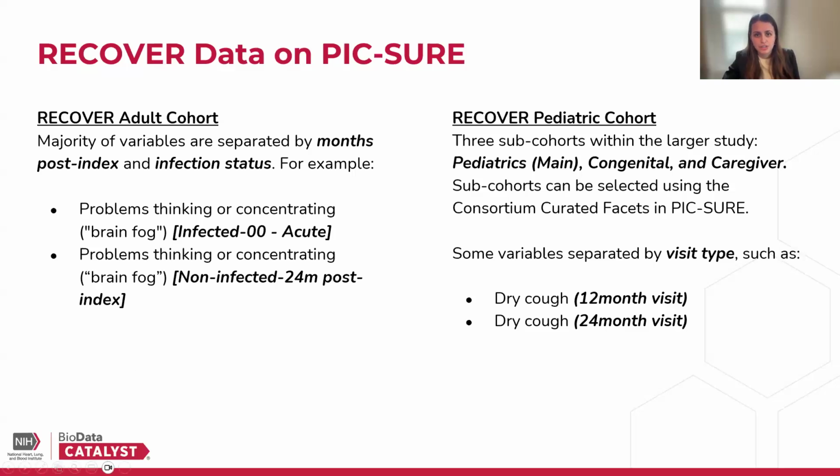For the pediatric cohort, there are 3 main subcohorts within the larger study. So there's pediatrics main, congenital, and caregiver. These subcohorts can be explored using the consortium curated facets in Picture, which I'll demonstrate in a moment here. Similar to the adult cohort, these variables are separated over time. However, pediatrics uses visit type, which you can see in the examples on this slide where there's a dry cough variable for the 12-month visit and the 24-month visit.